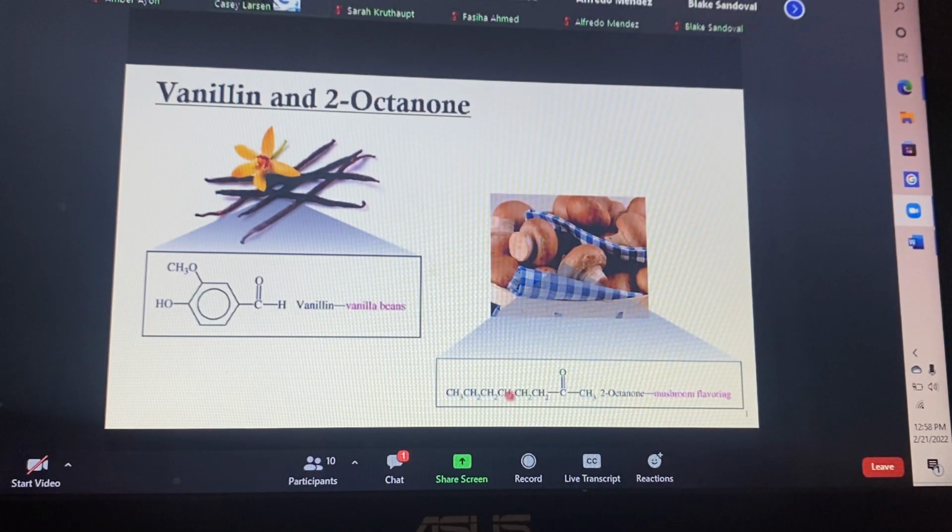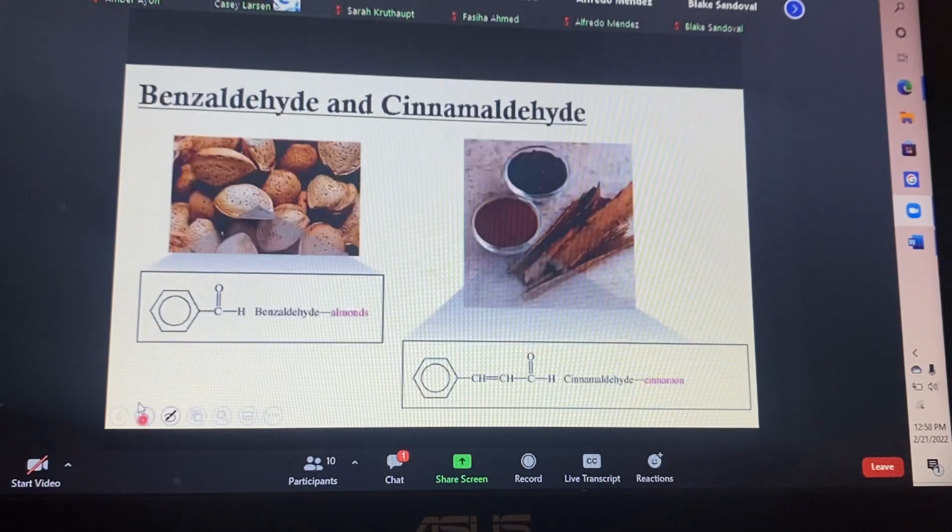2-octanone is the compound that's responsible for mushroom flavoring. Benzaldehyde, if you were to smell this, it would smell like almonds. Cinnamaldehyde is this compound right here. It smells like cinnamon. You've got an aldehyde, an alkene, an aromatic part. So there's lots of different functionalities that play into this particular compound.